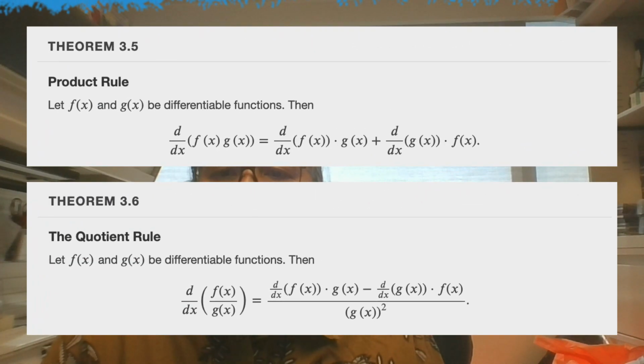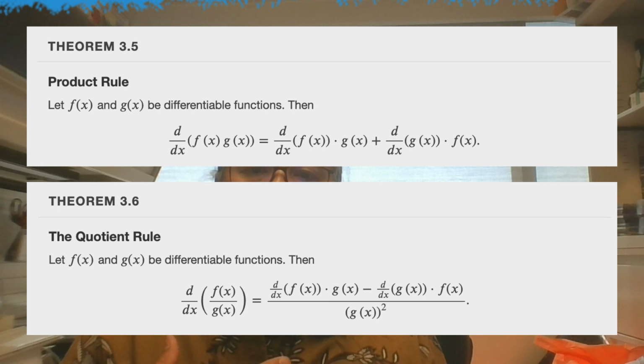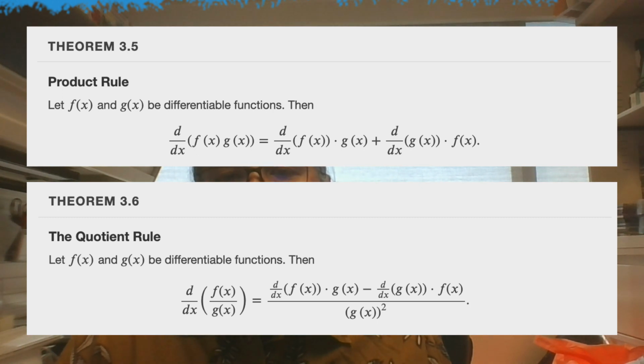Next are the quotient and product rules. Notice that the derivative of a sum or difference is a sum or difference of the derivatives. Unfortunately, that doesn't work for products. So the derivative of a product is not the product of its derivatives. Instead, you have to use what they're calling the product rule, and then you have to use the quotient rule.